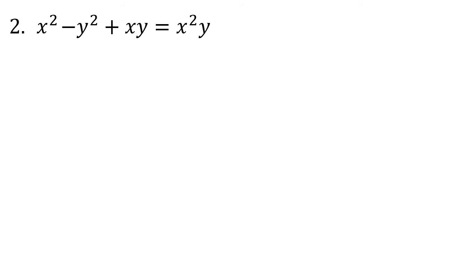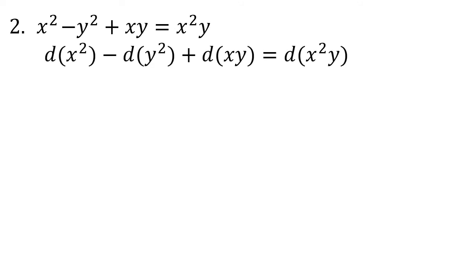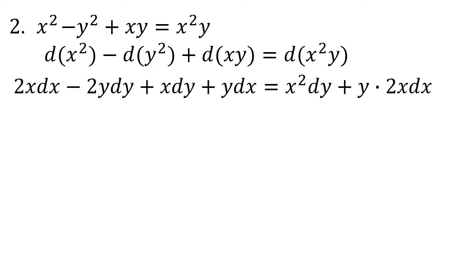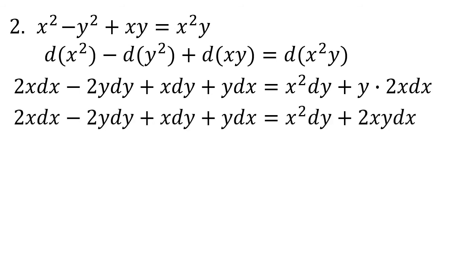For number 2, x squared minus y squared plus xy equals x squared y. So get the derivative of each term. So this will become 2x dx minus 2y dy plus x dy plus y dx equals x squared dy plus y times 2x dx. So this will be 2xy dx, okay?